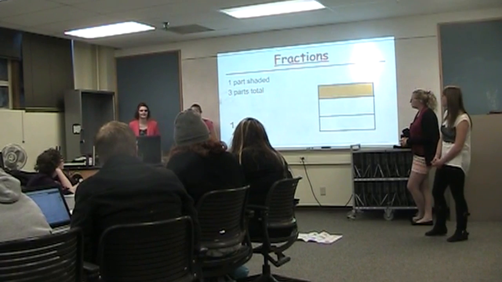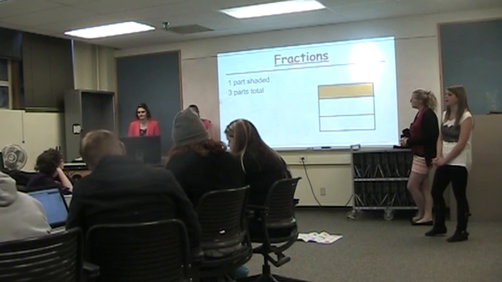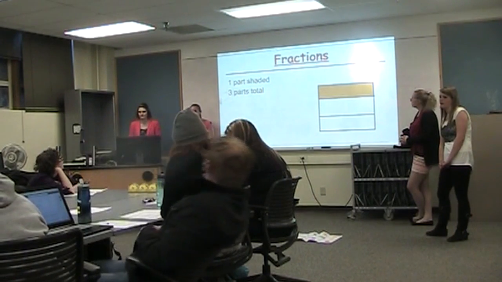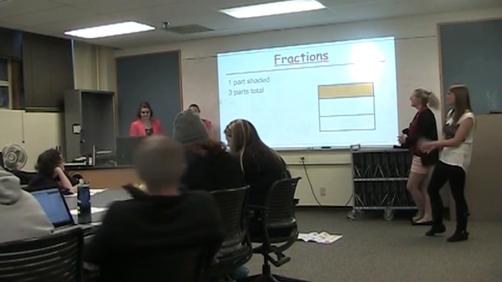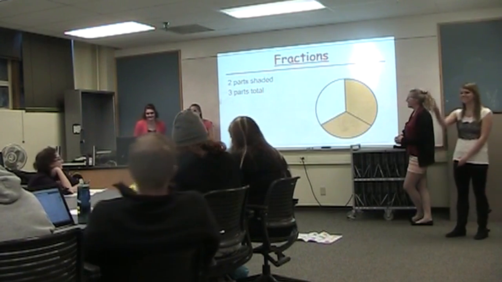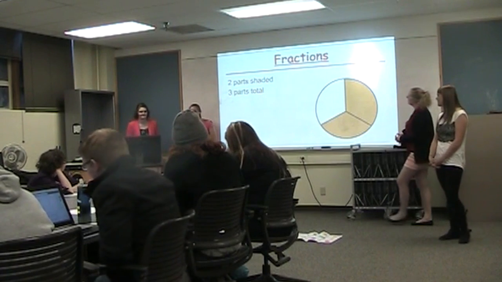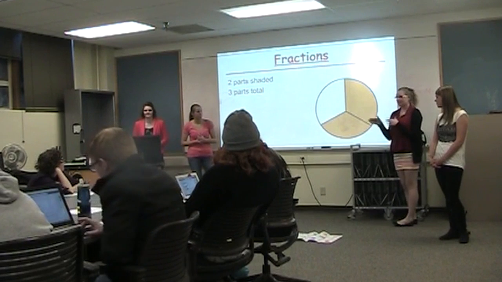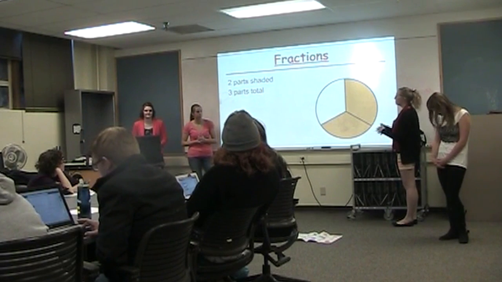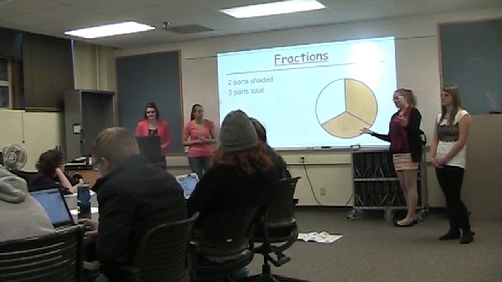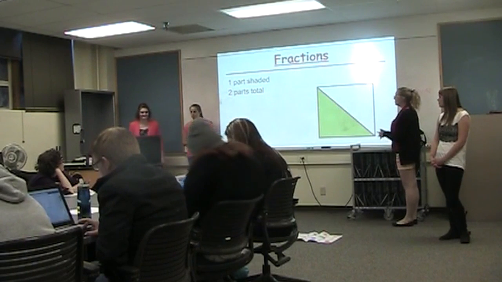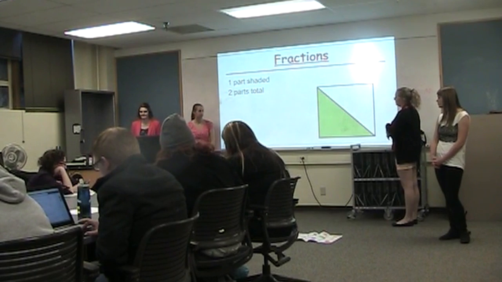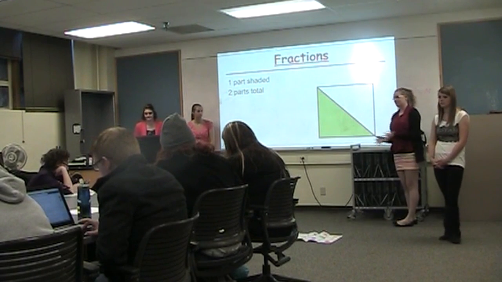And then this one is 3 parts total, and how much of it is shaded in? 1/3. Yes. 1 of 3. One part. Yes. Okay. In this case, the whole is the circle, and there are 3 parts total, and there are 2 parts shaded, so that makes 2/3. And here we have a square, and it's divided into two parts. And one part is shaded, so it's one half of a square.